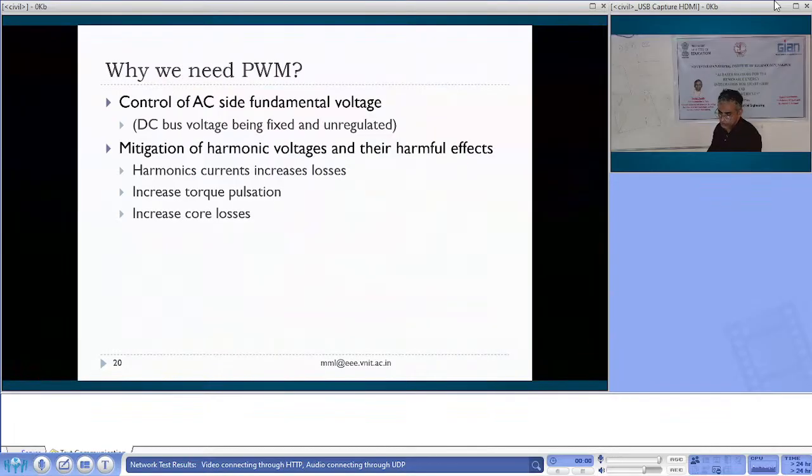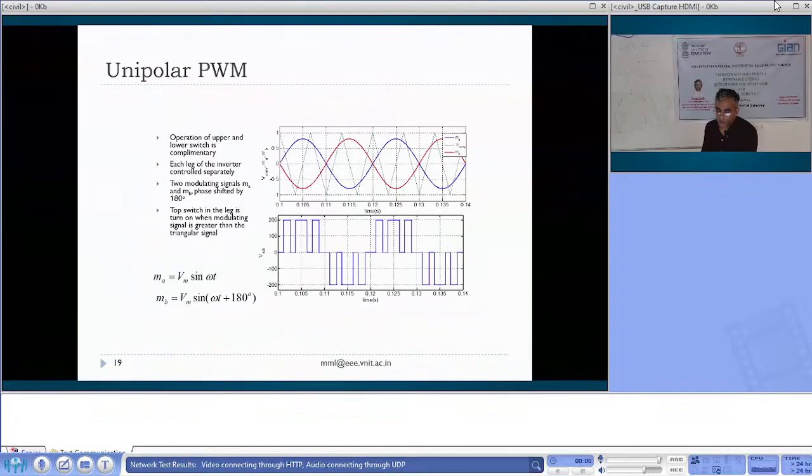So before that, why do we need a PWM? As we discussed, we can have the square waveform, but we are producing a pulsed waveform, so we can modulate the pulse. Why do we want to modulate the pulse? Because we want to control the fundamental, from, let's say, a minimum to some maximum value, as well as suppress the harmonics.